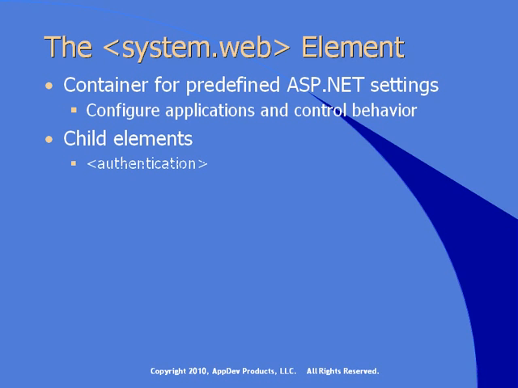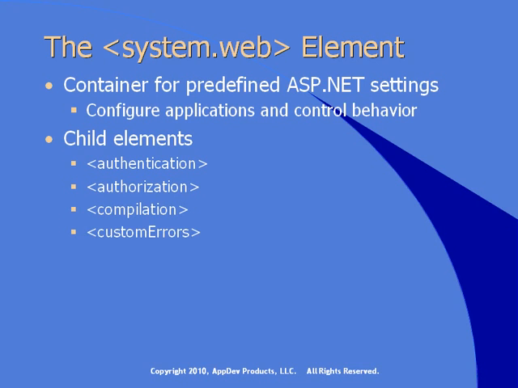For example, the authentication element determines the authentication scheme that allows users to get access to your application. Similarly, the authorization element controls how different users and groups can get access to the various resources of your site. The compilation element configures all compiler settings, how your language compiler actually compiles the code behind the page.